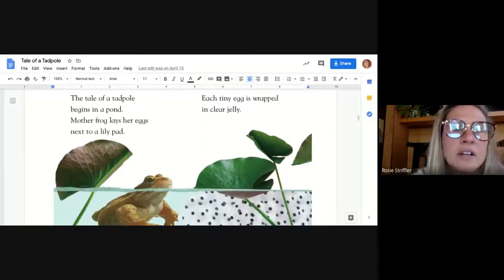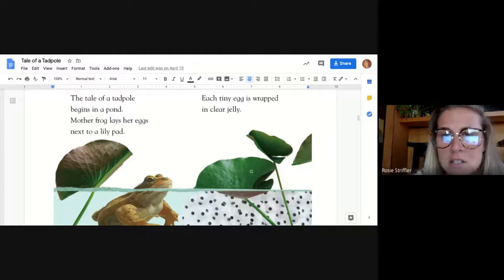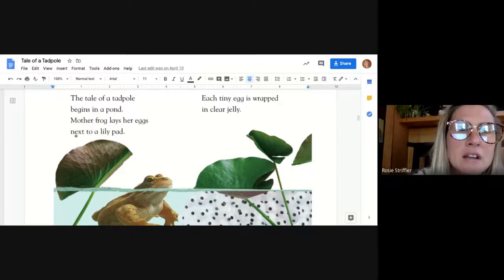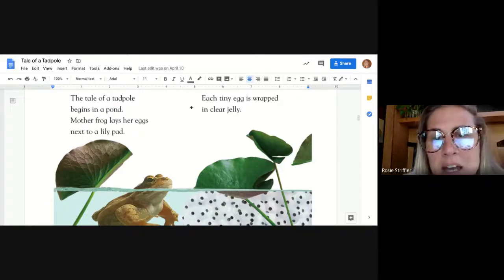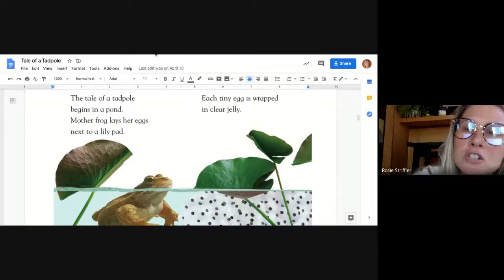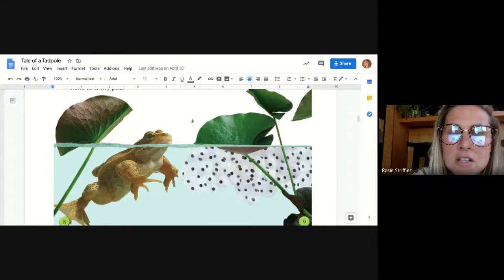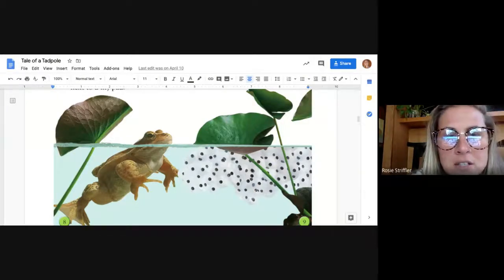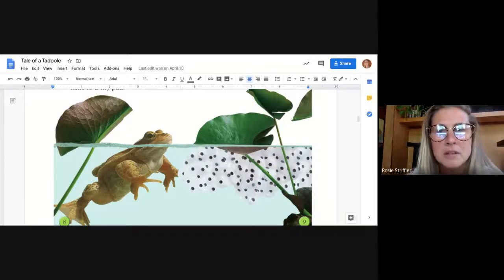Okay, here we go. So I'm going to read this to you. The tale of a tadpole begins in a pond. Mother frog lays her eggs next to a lily pad. Each tiny egg is wrapped in clear jelly. So let's look at the pictures. What do you notice about this frog habitat? Who can raise their hand? What do you notice about this frog home?